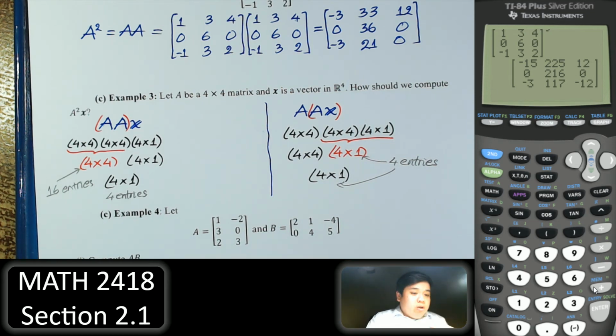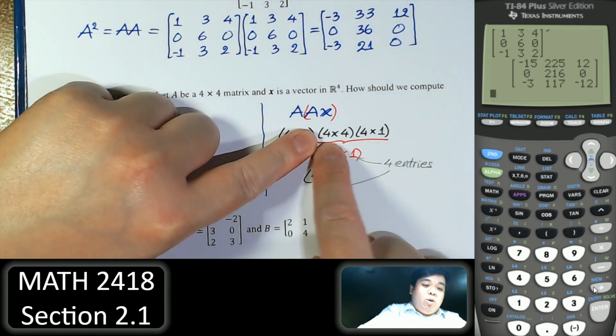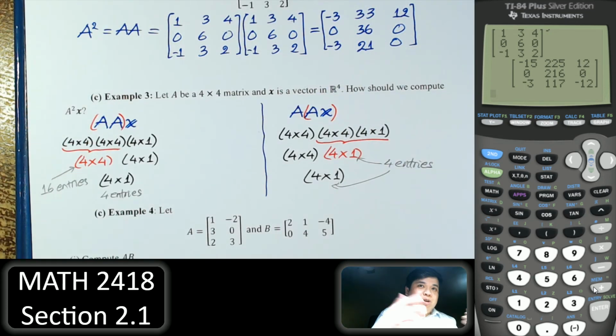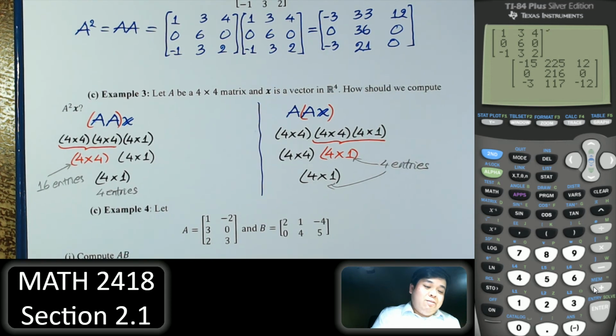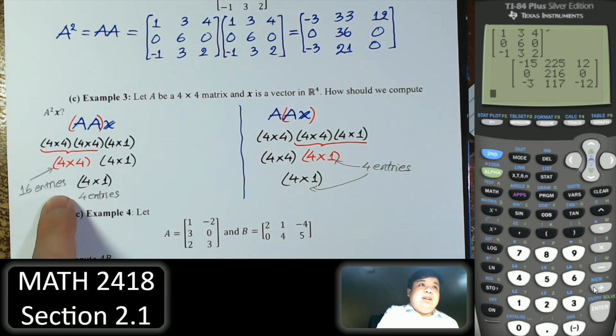Right, so of course in that case this will be easier to handle, because when we multiply 4 by 4 times 4 by 1, we still have a column, and the result is still the same thing. So of course that will be better than this one.